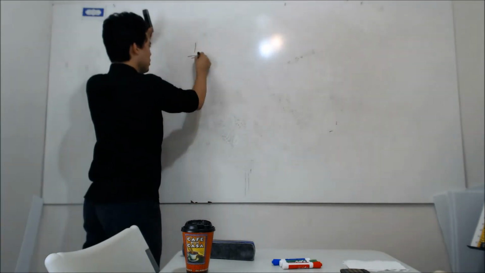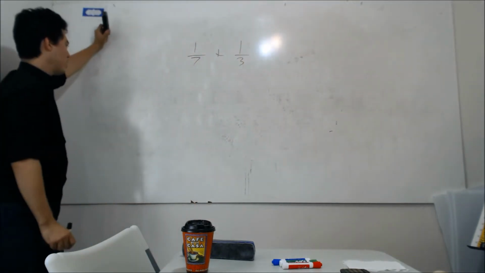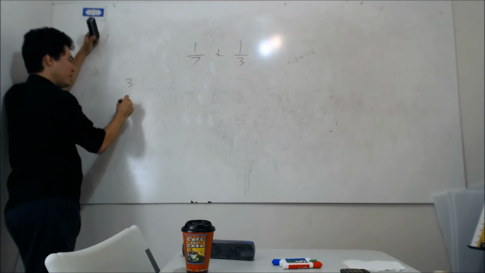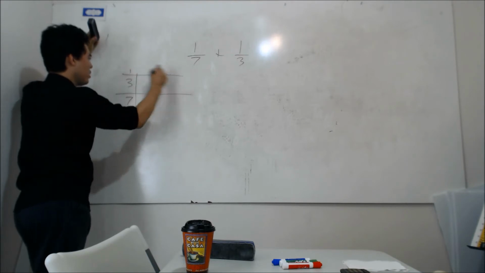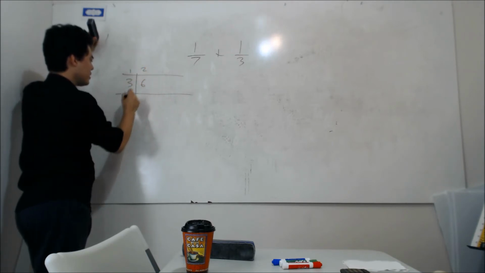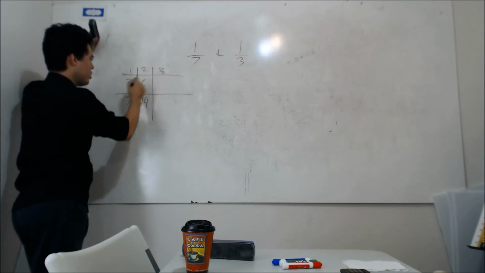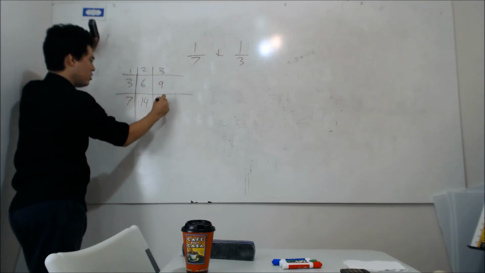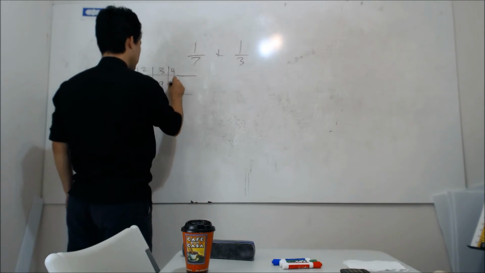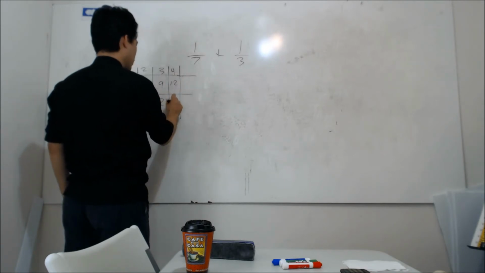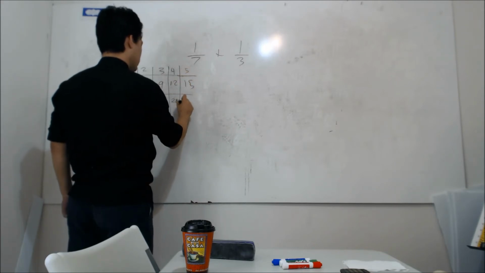So let's say 1 over 7 and 1 over 3. Okay, so let's make our table again. We're going to start with 3 and 7. And what we're doing is we're calculating multiples. So this is 1, right? It's 2. So 3 times 2 is 6. 7 times 2 is 14. So 3 times 3 is 9. 7 times 3 is 21. Okay, we're going to continue this table. 3 times 4 is 12. 7 times 4 is 28. 5. 3 times 5 is 15. 7 times 5 is 35.